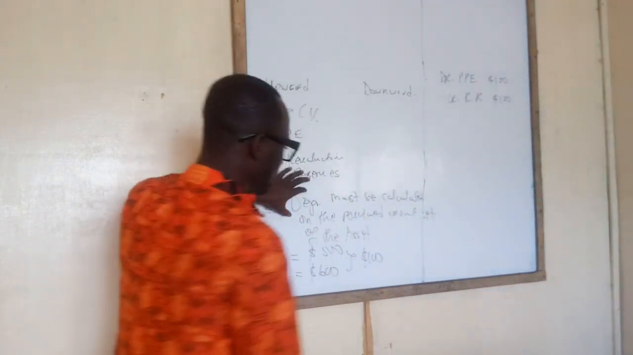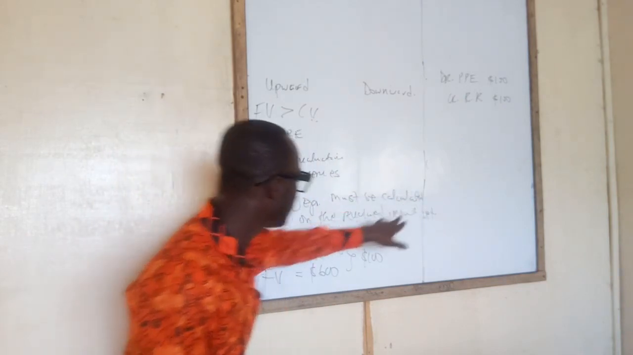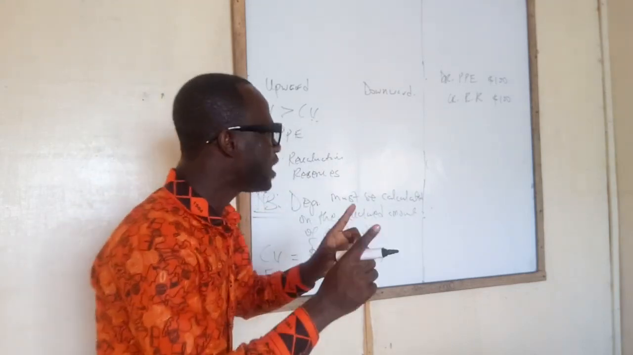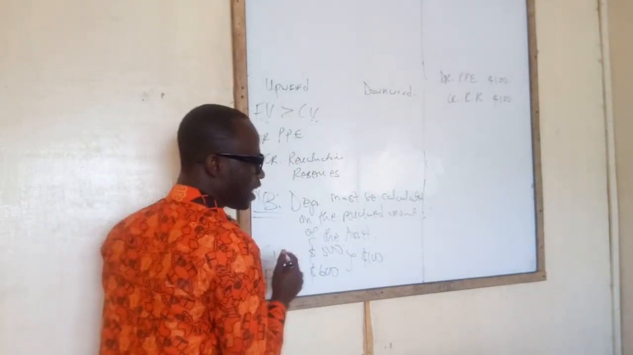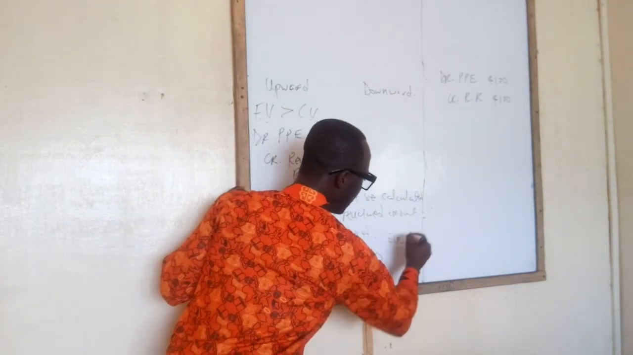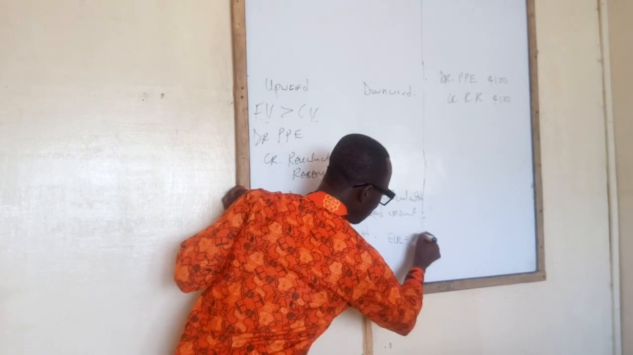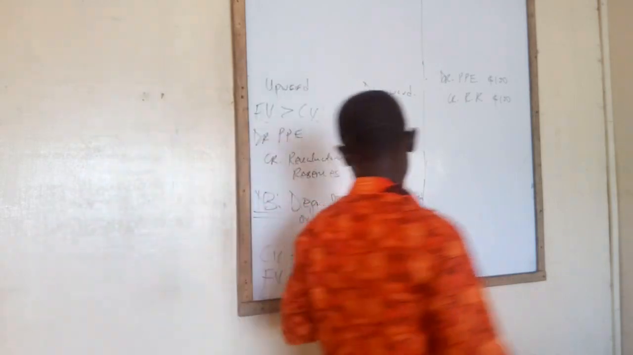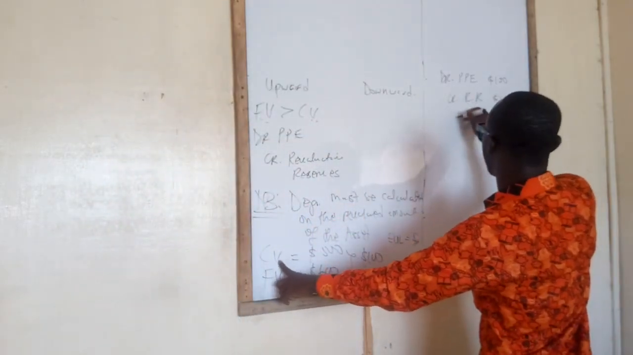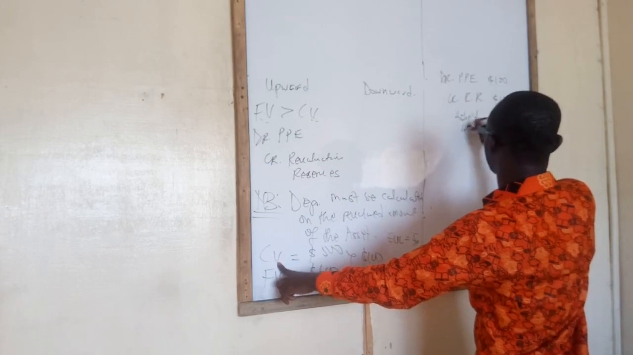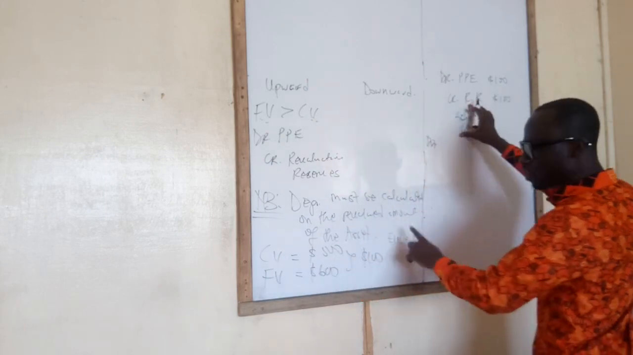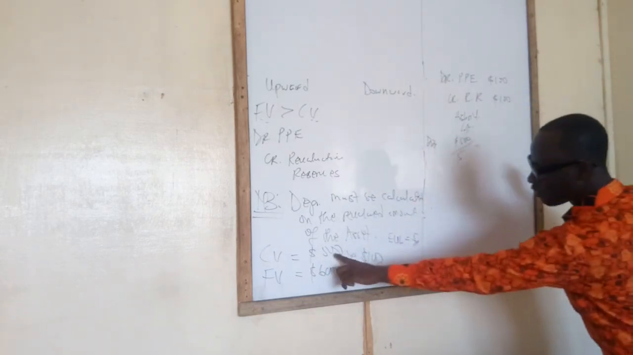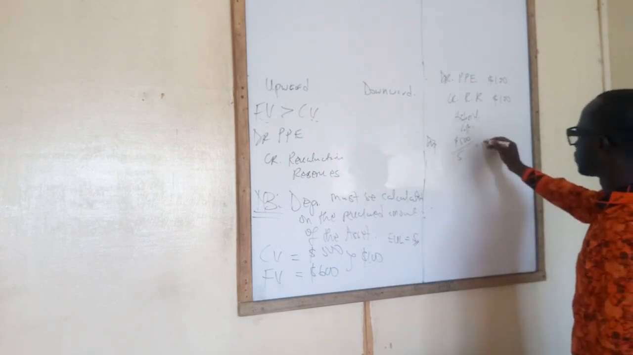But this is a key statement: depreciation must be calculated on the revalued amount of the asset. What it means is that if the remaining useful life of the asset is, say, 5 years, then instead of having depreciation under historical cost, which will be 500 divided by 5, that gives us $100.